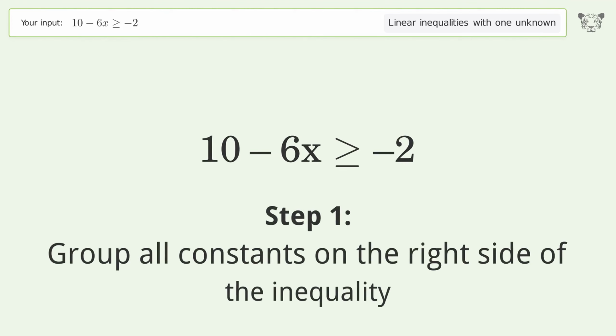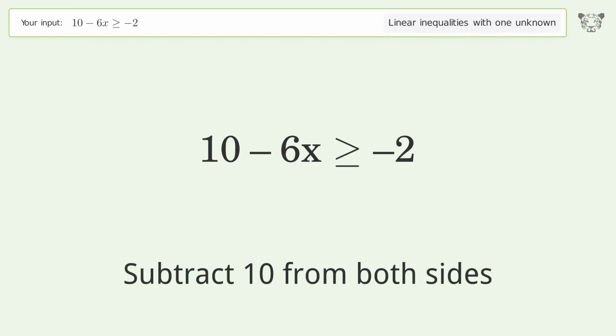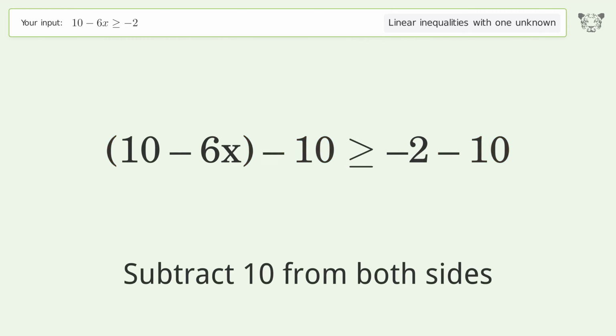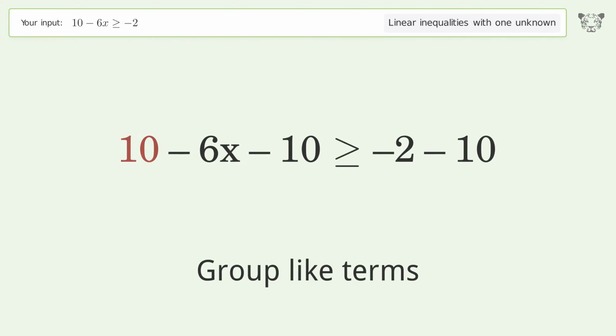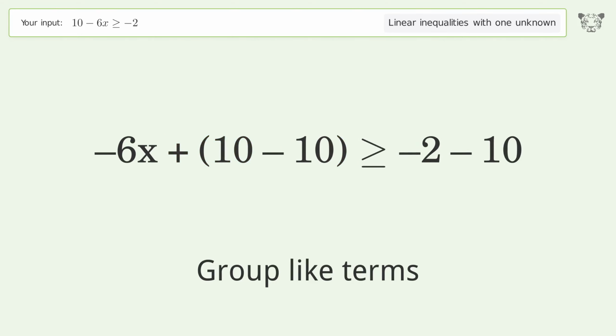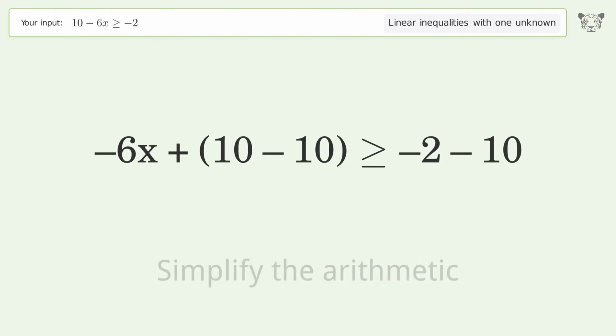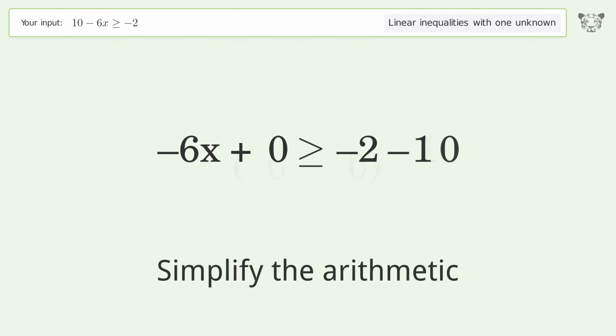Group all constants on the right side of the inequality. Subtract 10 from both sides. Group like terms. Simplify the arithmetic.